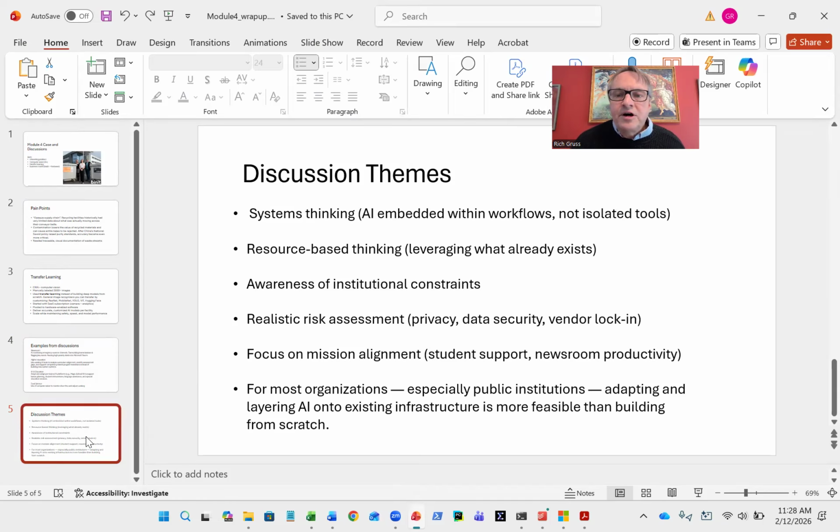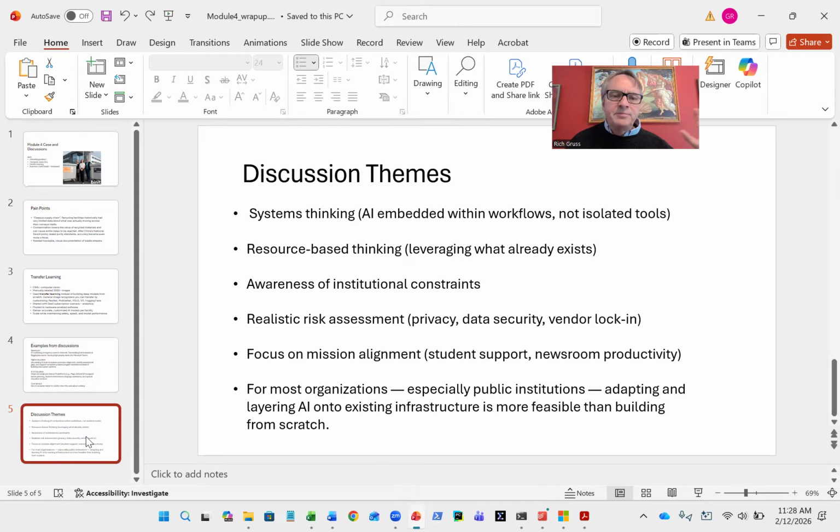So the themes that I saw emerging, either explicitly or implicitly, kind of around the edges this week. I see a lot of systems thinking. That is, AI is embedded in workflows and not isolated tools. So I really like it when people mention, here's my work and here's what we do and here are the challenges, and let me talk about how this can actually work for me.